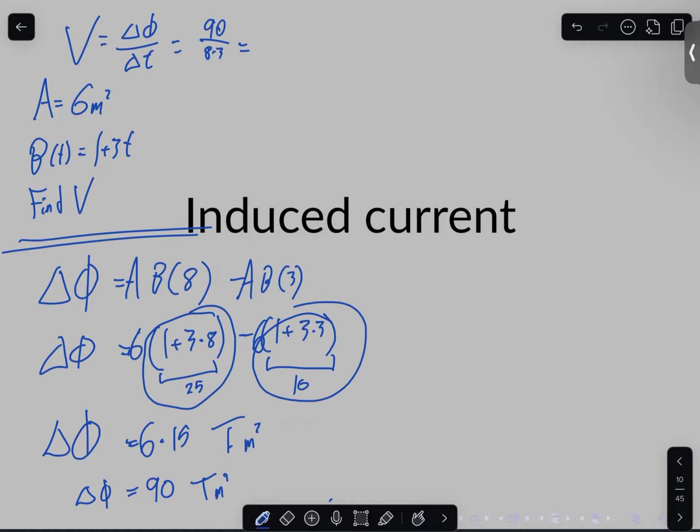What's 8 minus 3? Last I heard it's 5. What's 90 divided by 5? It's the same number, same voltage, same answer. Egads.